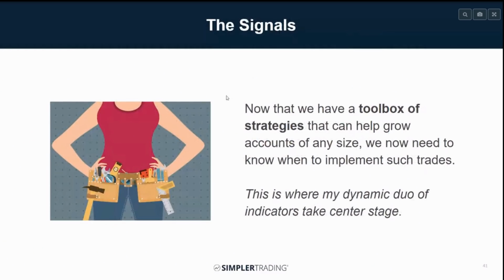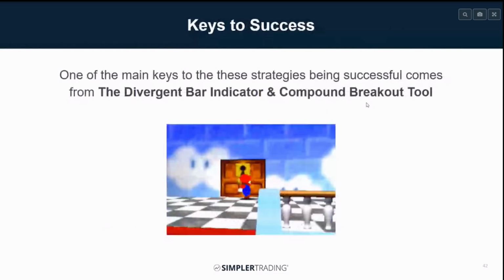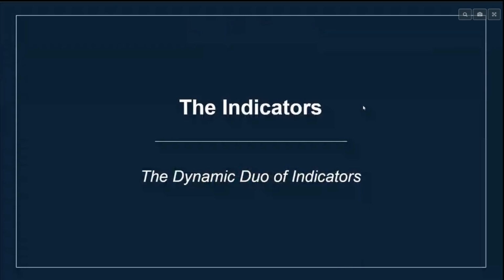So the signals. So now that we have the toolbox of strategies that can help grow the account of any size, now we need to know when to implement such trades. And this is where my dynamic duo of indicators take center stage. So one of the main keys to these strategies being successful is from the divergent bar indicator and the compound breakout tool, right? My dynamic duo of indicators.